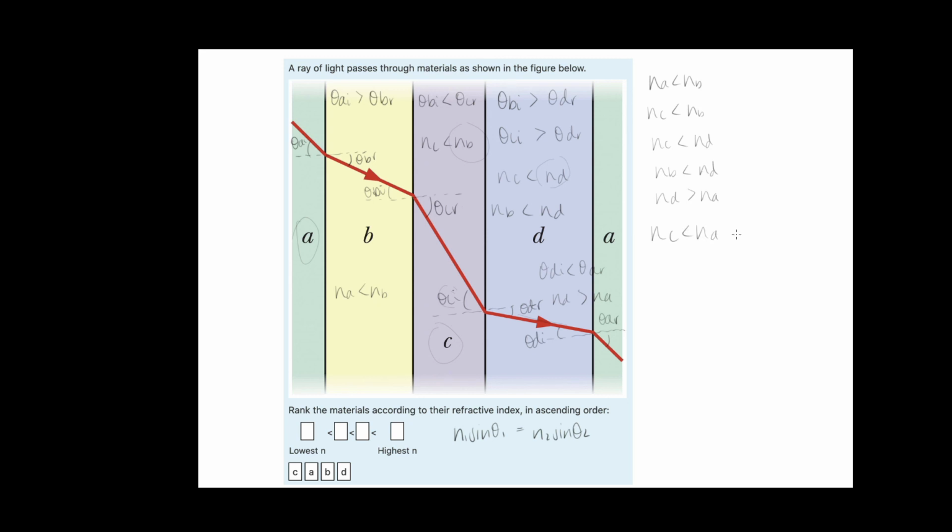So I think we're getting a bit of a clear picture here. What it looks like is we've got C first, and then we have material A, then we have material B, then we have material D.